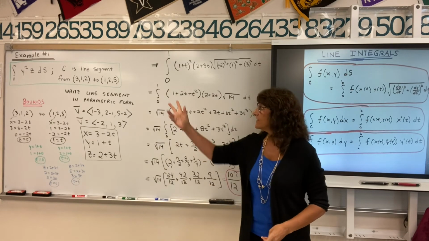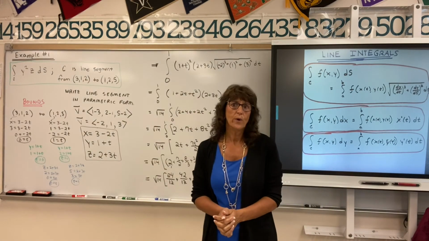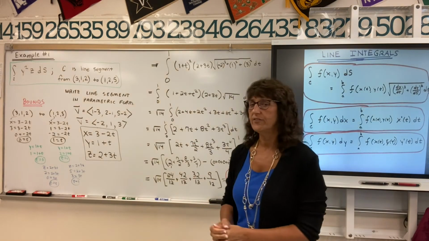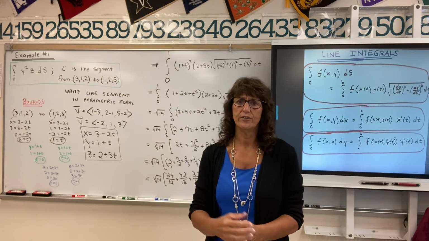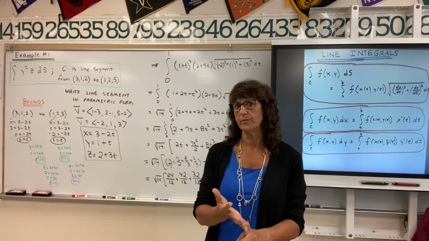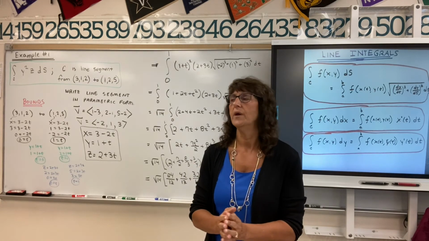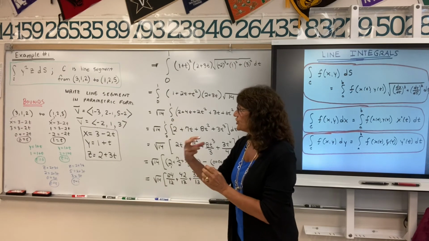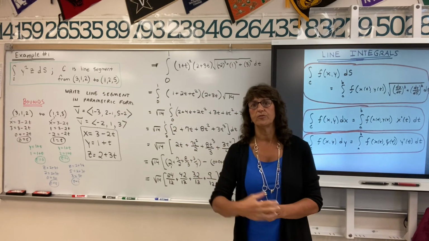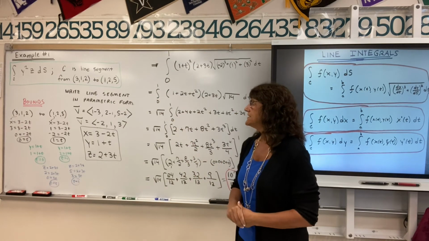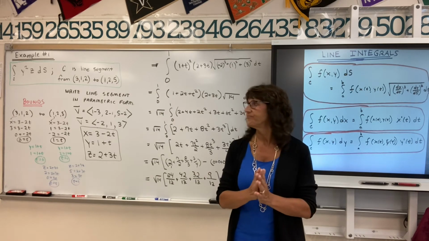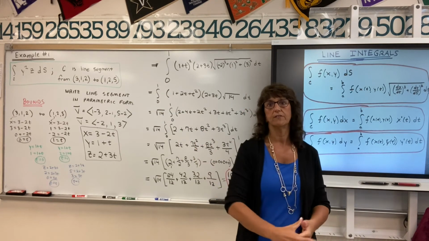So if you have a line segment in 3-space, you can write line segments in symmetric form, vector form, and parametric form. You want to write it in parametric form, to parameterize along your curve so you can use those as substitutions to reduce your single integral down to a single variable.